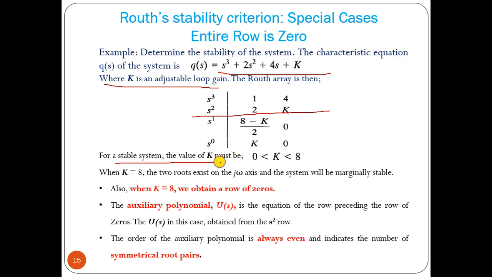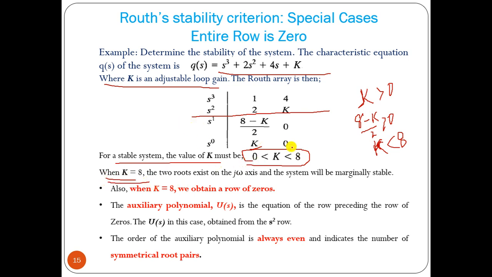So for stability, for this condition, k must be greater than 0, and for this condition (8 minus k) by 2 must be greater than 0. So we can say k must be less than 8. Right? So for stability, the range of k must be greater than 0 and less than 8. Okay, now what will happen if we put k equal to 8?